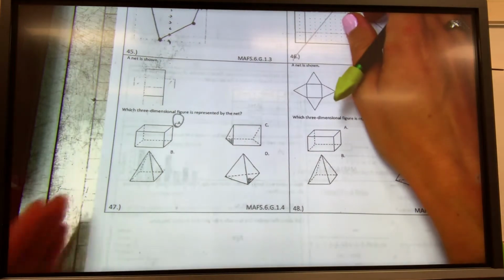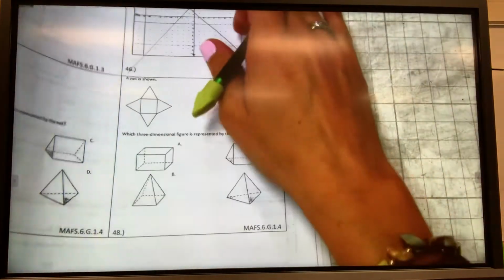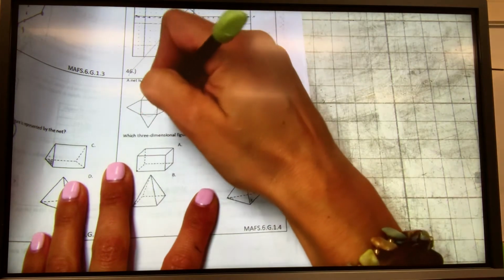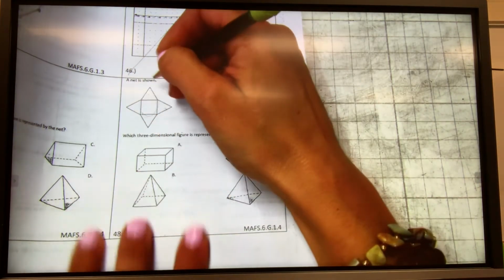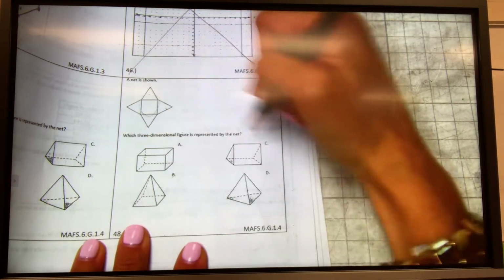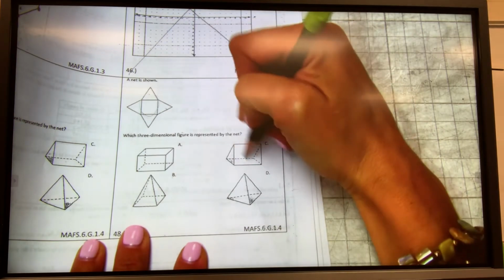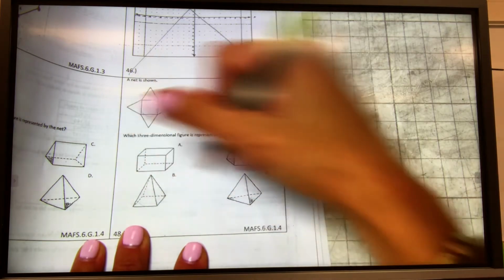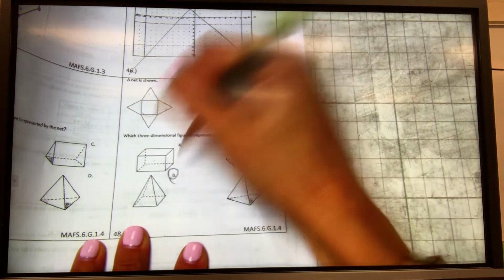Number 48, a net is shown. Which three-dimensional figure is represented? A square with 4 triangles. These have no triangles, or only 2 triangles, so that's not it. A square and 4 triangles. This has only triangles, so my answer here is B.